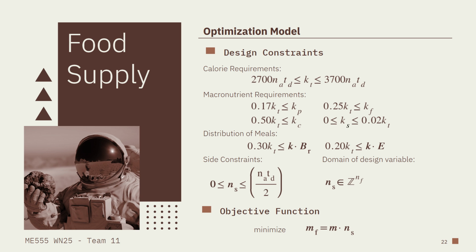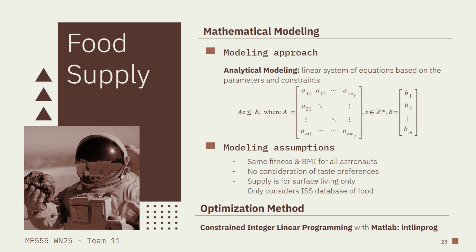Choosing lightweight food could mean compromising nutrition and variety, impacting astronaut morale. Balancing mass, nutrition, and diversity is crucial for both physical and mental well-being on the mission. For the food system, we chose to use an analytical modeling approach where we attempt to solve a system of linear inequalities. For this, some key assumptions were only solving for food consumed while actively on Mars and only using foods from the ISS database. The optimization method we used was constrained integer linear programming via MATLAB with intlinprog due to the discrete nature of eating integer numbers of meals.